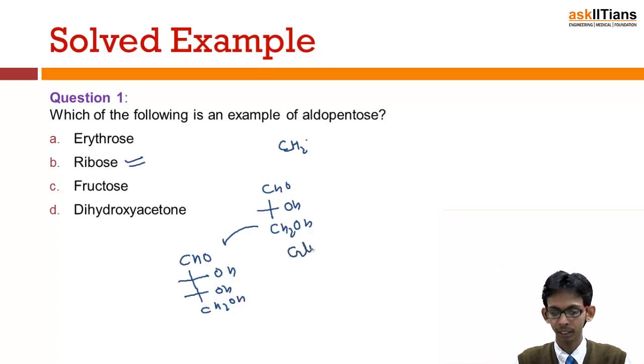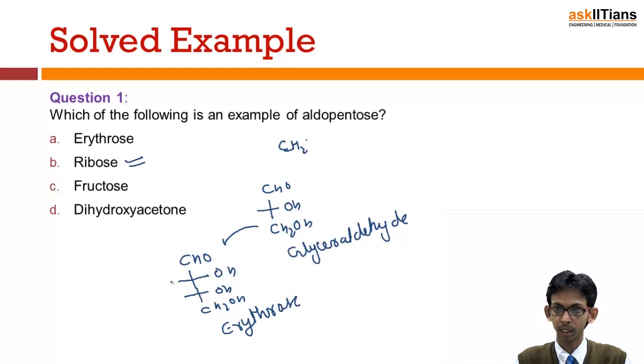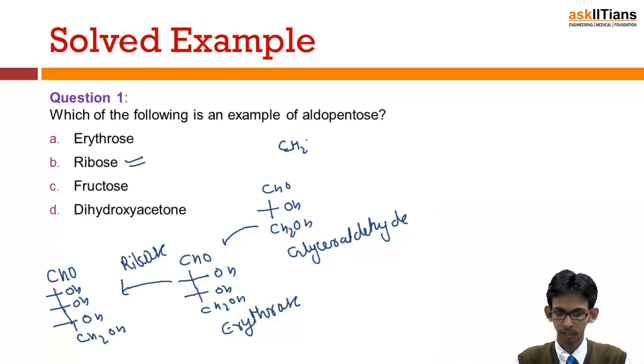This was glyceraldehyde. Then from this we used Kiliani-Fischer synthesis to form erythrose, and from erythrose we move to ribose, and it was CHO, then OH, another OH, one more OH, then CH2OH. So this is an aldopentose. So ribose is the correct option here.